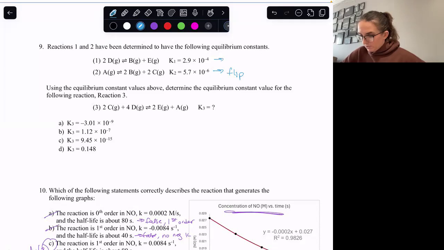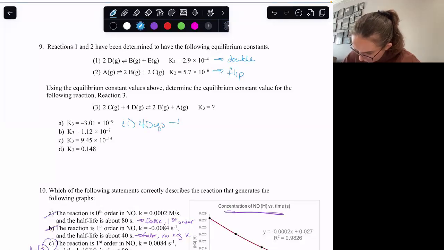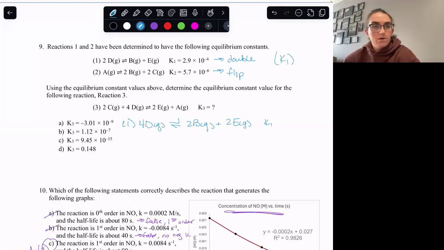Yep, this one we need to double. Okay, so for 1, we're going to double it, which is 4D going to 2B plus 2E. So what do we do to K1 there? Is it times 2? What do we do to K?